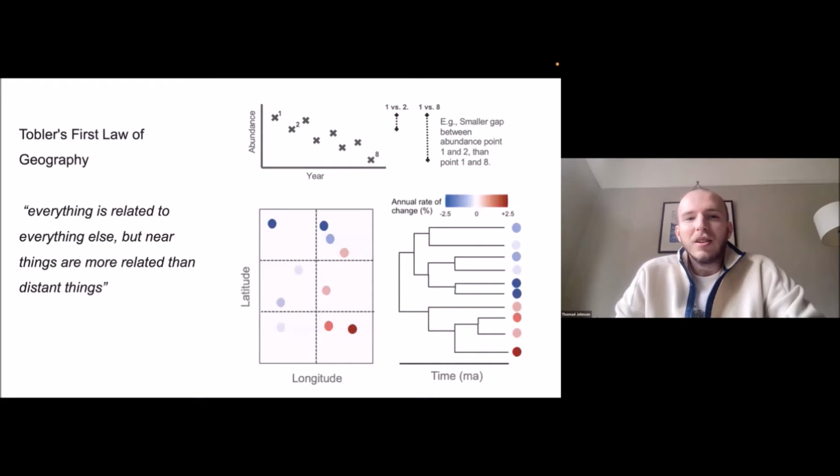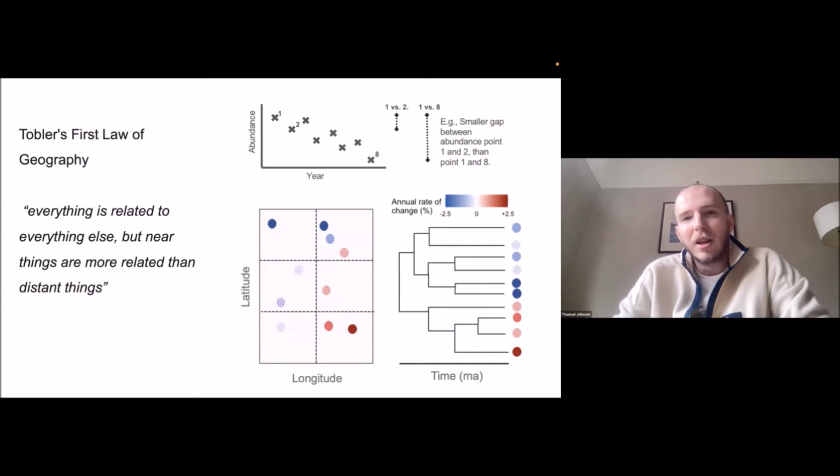But these approaches are also ignoring a really important issue, a really important structure within the data that I mentioned earlier. If we look at Tobler's first law of geography, everything is related to everything else, but near things are more related than distant things. And the ethos of this is so implicitly evident within the data structure of these large biodiversity data sets.